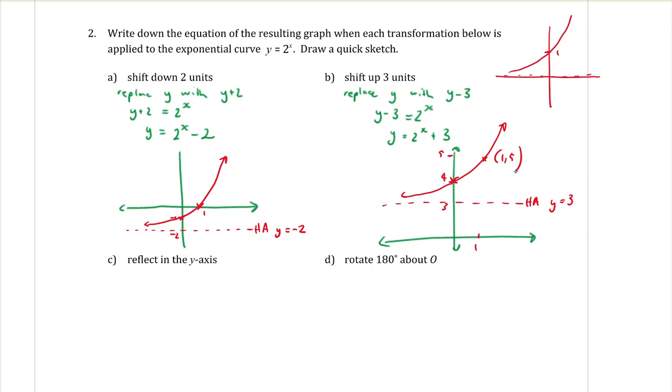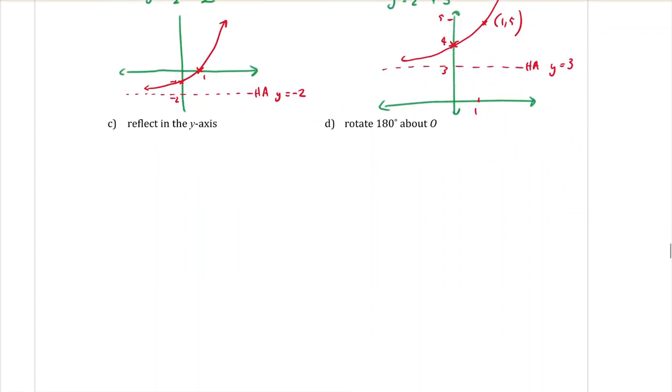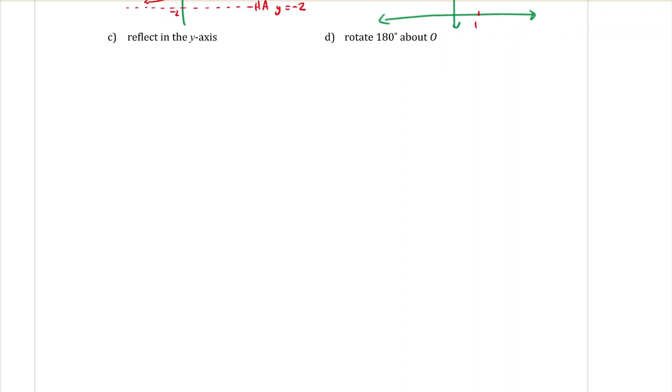Part C, I want to reflect it in the y-axis. What am I replacing this time? Replace x. Yes, good. All right, so into the original equation, that would give me y equals 2 to the negative x. What does that do? Well, we know it reflects it. So it means that instead of my exponential going up slowly, it's going to be starting high and coming down.